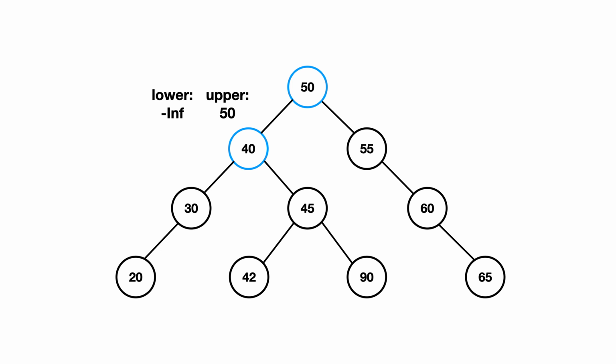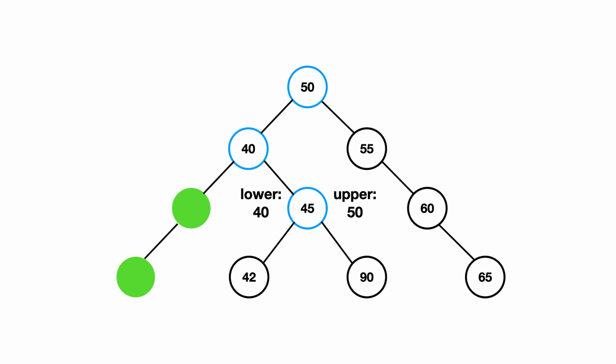Since we went left, we're going to have a new upper bound, which is 50, so all items must be smaller than 50. 40 is, so we're still valid. We go left again. Our upper bound is adjusted to 40, 30 is less than 40, so we're still valid. We go left again, 30 is the new upper bound, 20 is smaller, so we're still valid. So we return true, and now we're ready to go right.